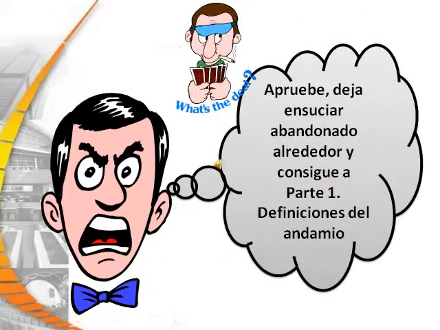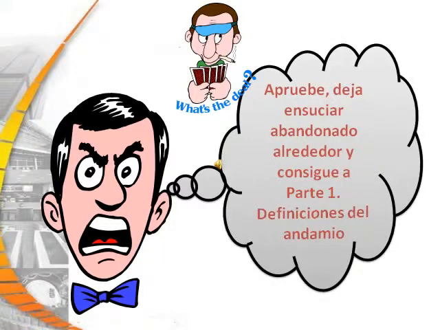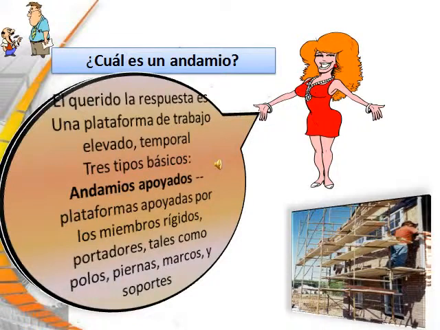Part 1, Scaffold Definitions. What is a scaffold? The answer is an elevated temporary work platform, separated into three basic types. First, you have your support scaffolds, platforms supported by rigid load-bearing members such as poles, legs, frames, and outriggers.